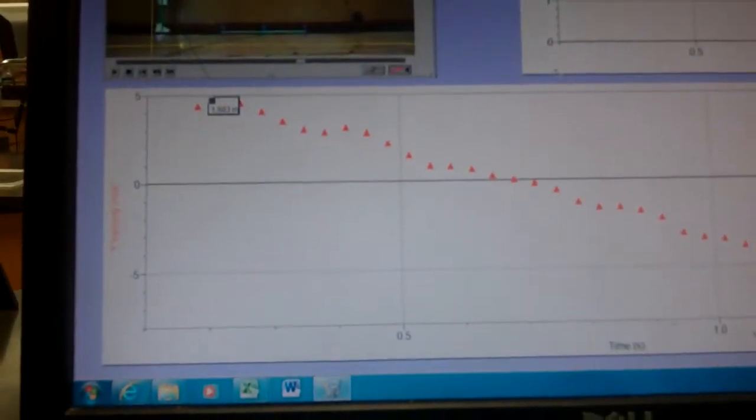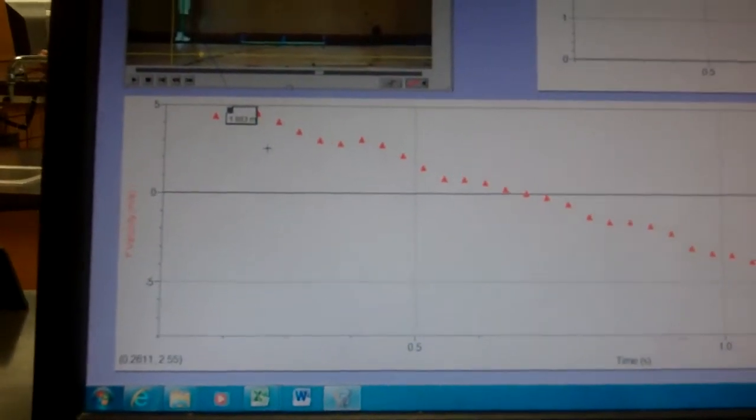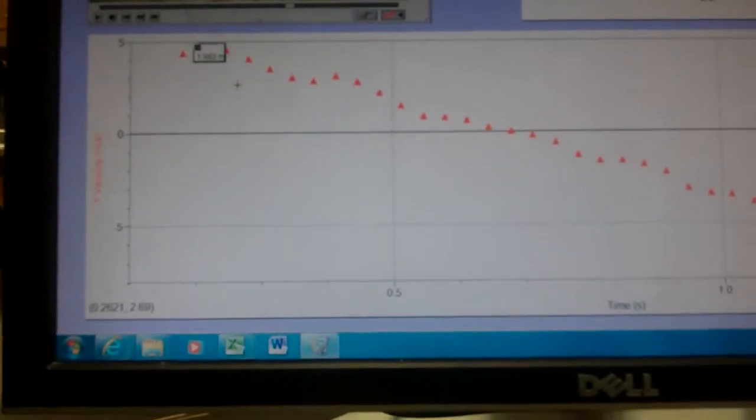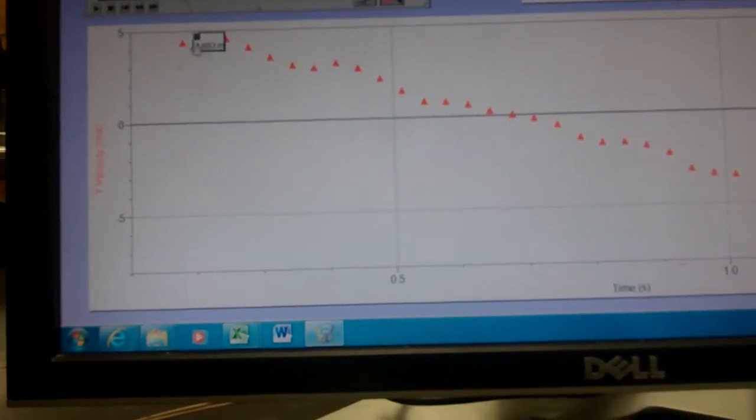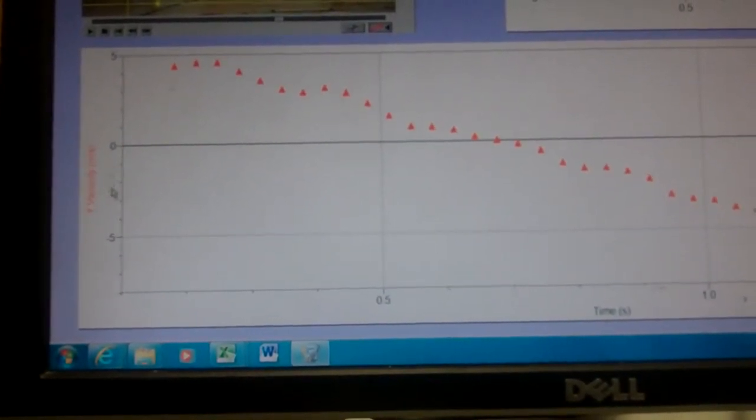Okay, that's good enough. Alright, so now we shrink it back down. Now what we're trying to figure out for the first one is the acceleration. Well, how do you figure out acceleration? Well, we have a velocity plot here.